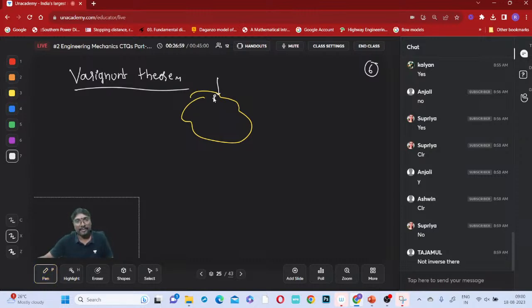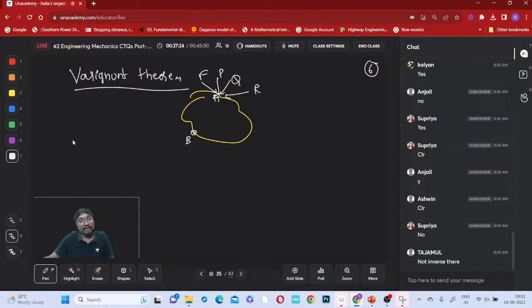At this point A, let us say this is a force P acting, this is a force Q acting, this is a force R acting, and this is your force F acting, right? And these forces will be creating some moment about this point B, or not?